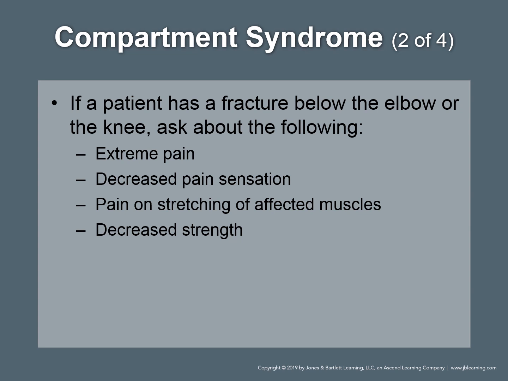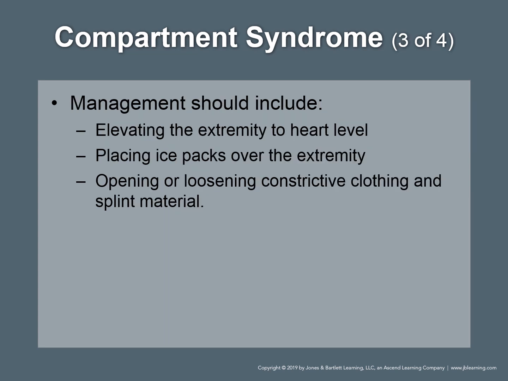If a patient has a fracture below the elbow or knee, ask if they're in extreme pain, check for decreased sensation, see if they can stretch the muscles, and see if they have decreased strength in their hand. Muscles play a big role. They work together, so a muscle or bone injury in the upper arm will affect the lower arm. Elevate the extremity, try to keep it level with the heart. Below the heart, you'll get some swelling.